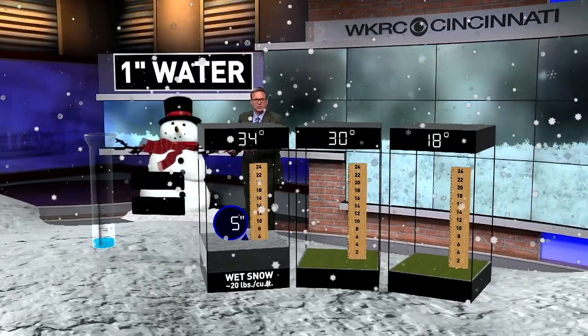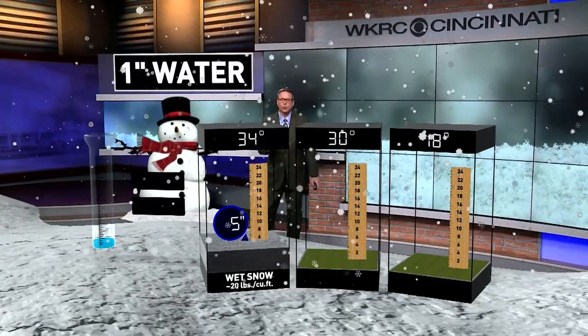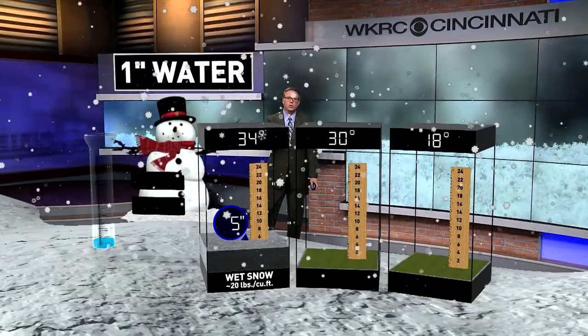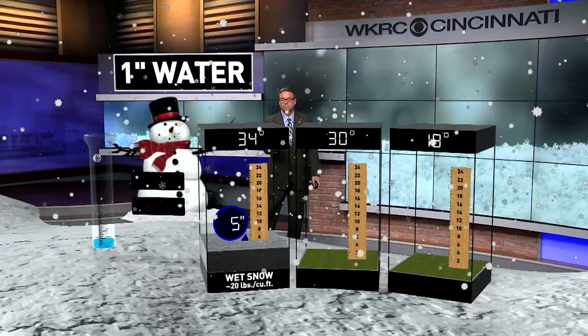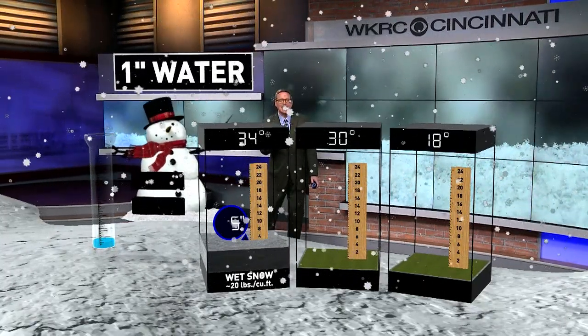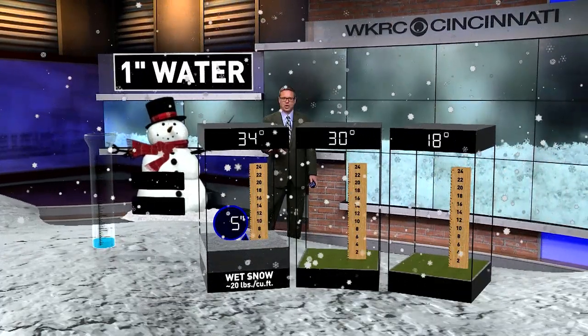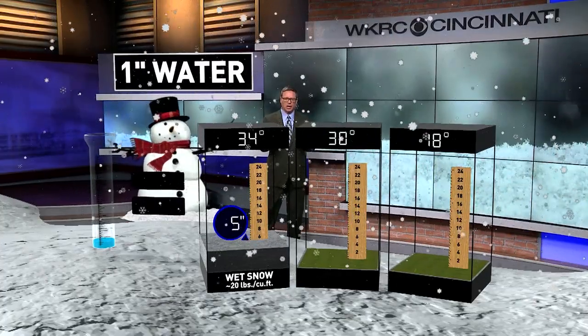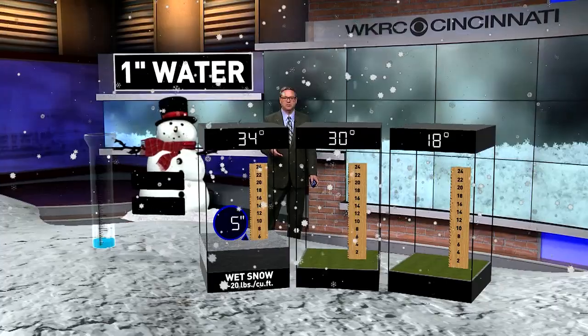So, for instance, let's take a temperature of 34 degrees. At 34 degrees on the surface, it's a little colder aloft, with 1 inch of rain, we could see about 5 inches of snow. That would be a very wet snowfall, a 5-to-1 ratio. Okay, so think of those big wet snowflakes when the temperature at the ground is above freezing.